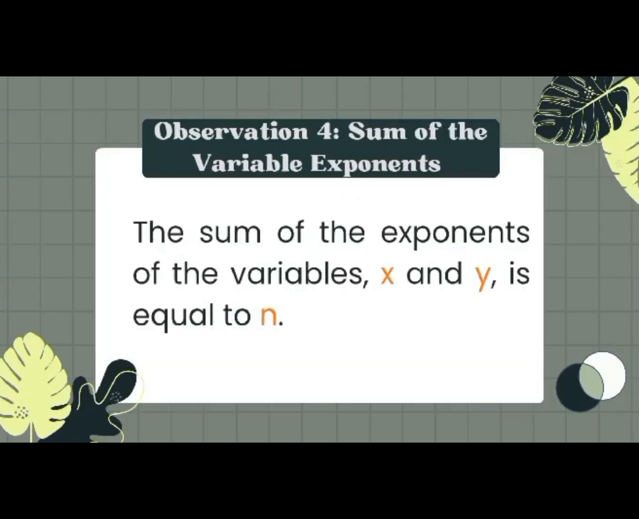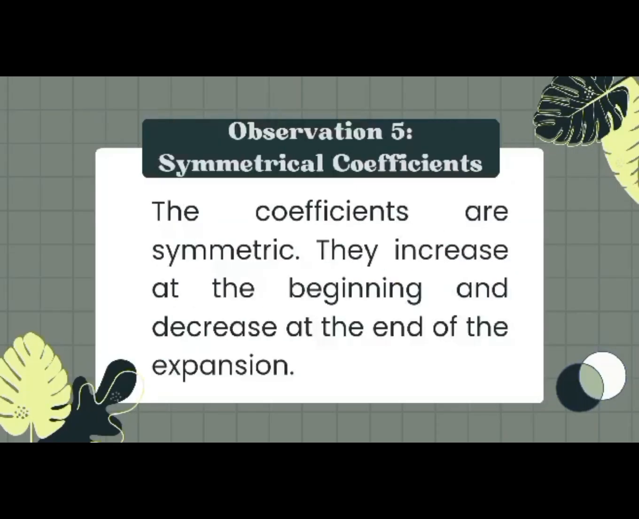Fourth, the sum of the exponents of the variables x and y is equal to n. For the last observation, we have that the coefficients are symmetric. They increase at the beginning and decrease at the end of the expansion.